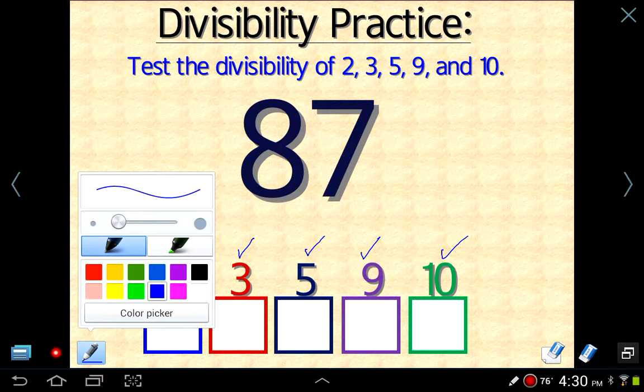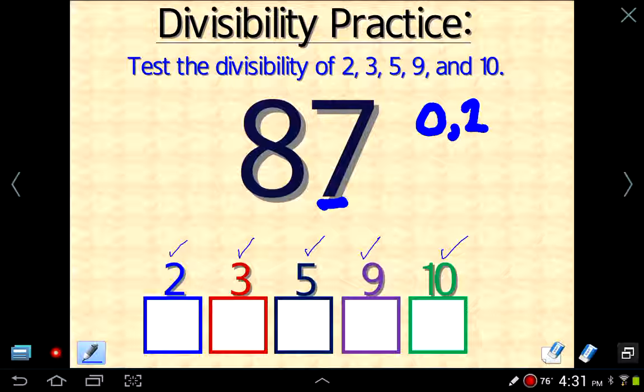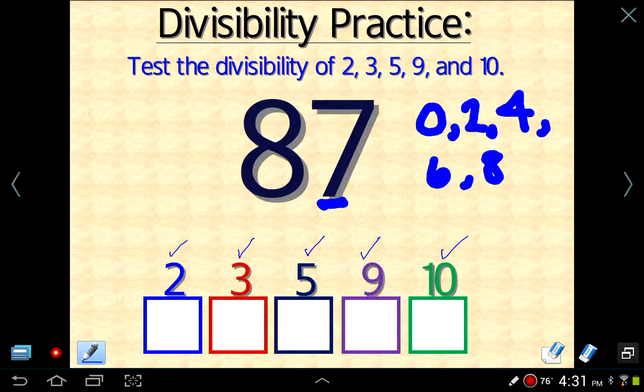Does 2 divide into 87 evenly? That would be no. So I'm not going to check that one off. Why? Because it's not even. If 2 goes into it, it ends in a 0, a 2, a 4, a 6, or an 8. So it has to end in one of those 5 digits. Otherwise, it will not be divisible by 2.